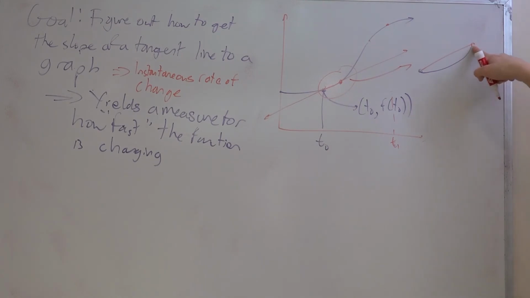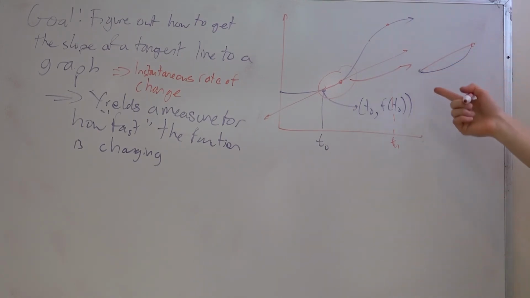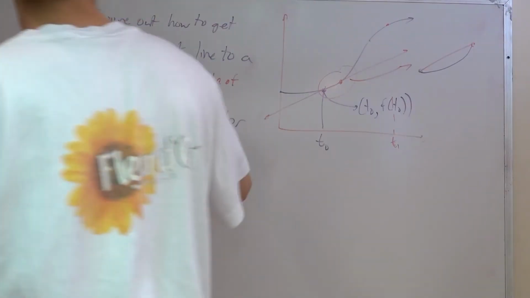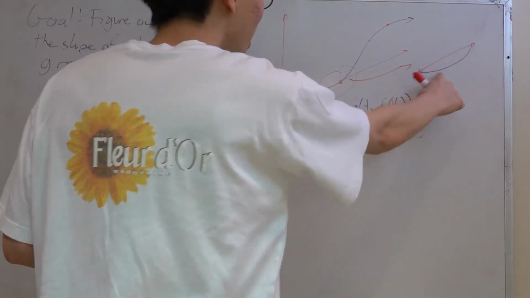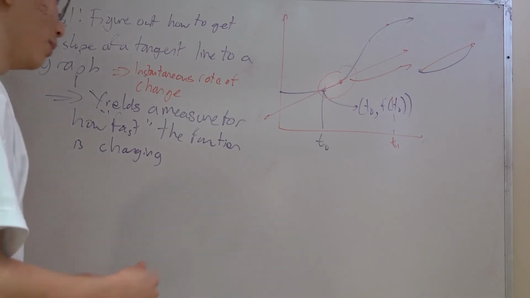I'll move the point here even closer. I can move it as close as I want, but as long as it's not the same point, I'll still have two distinct points. With two distinct points, I can make a line. When I have a line, I can figure out its slope, and that gives me an approximation to the instantaneous rate of change. In fact, that's exactly the idea. The idea is to move this point really, really, really close to the purple, and then hope that it gives you a nice answer.